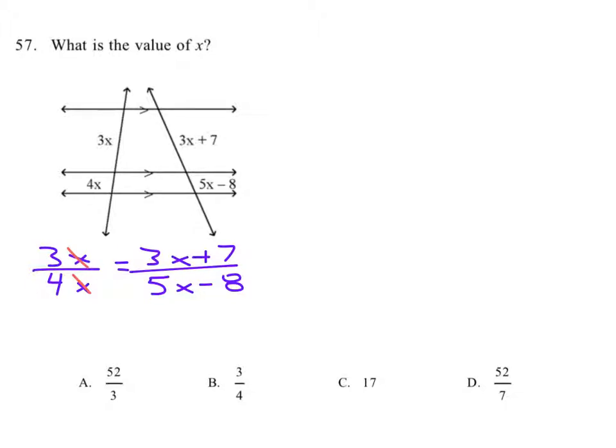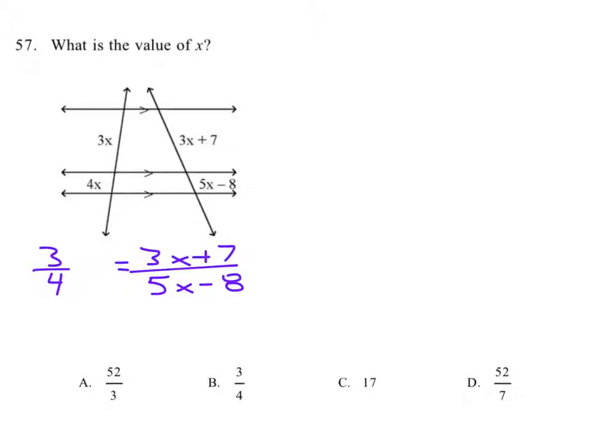Okay? And the only problem with that is if we were dividing by 0 somehow. But we know that they can't both be 0 because they're actual lengths. So it's not a problem. We can cancel it out. And what we get is the simplified proportion of 3 over 4 equals 3x plus 7 over 5x minus 8.